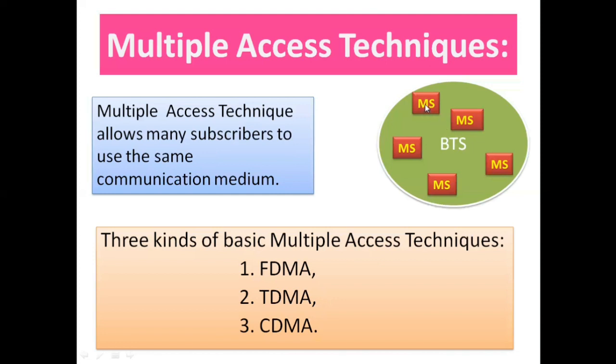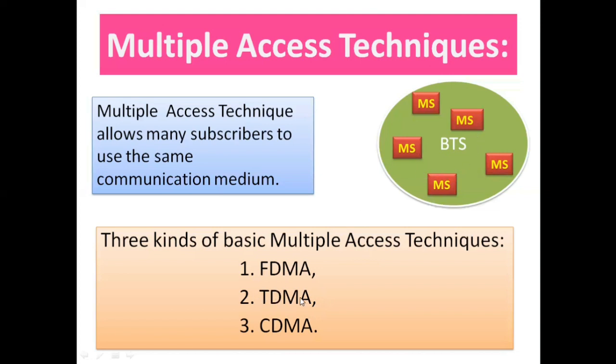Suppose this user is allocated frequency F1, then another user will be allocated a different frequency F2. Like this, F3, F4, and F5, different frequencies are used, such that the base station is uniquely able to identify each mobile user, here called the mobile station.